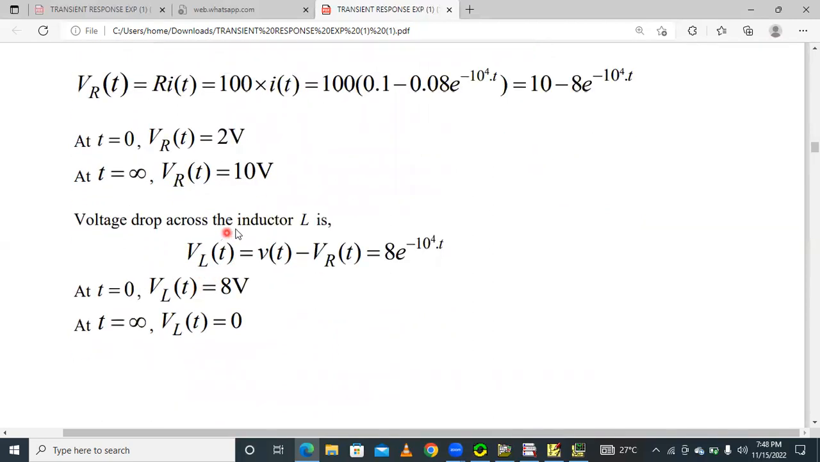Similarly, the voltage drop across the inductor is VL of t equal to V of t minus VR of t. The 10 and 10 cancel, and the minus becomes plus because of minus VR of t, so we get 8 e power minus 10 to the power of 4 t. At t equal to 0, e power 0 is 1, so VL of t is 8 volts, the voltage across the inductor. At t equal to infinity, VL of t is equal to 0.